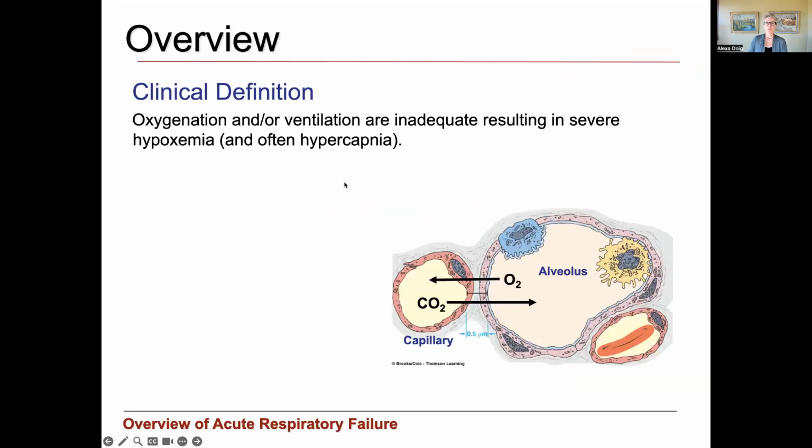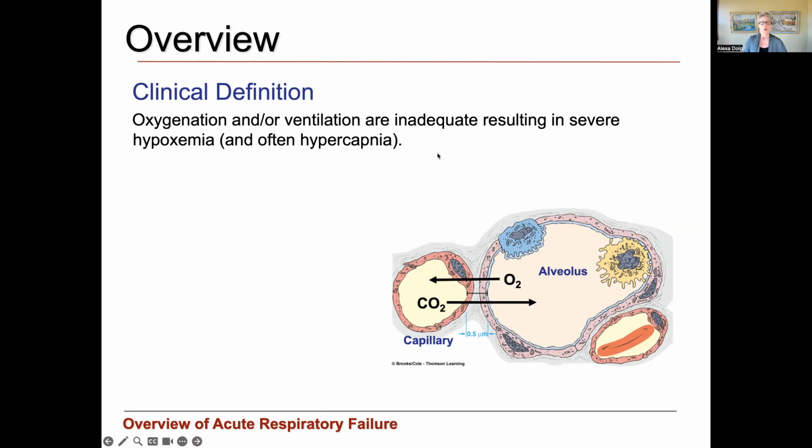So a quick overview. Acute respiratory failure means we have a patient whose oxygenation of the blood and often ventilation, so air moving in and out, is inadequate. It results in severe hypoxemia, so their oxygen saturations are very low, and they are starting to develop hypercapnia, elevated carbon dioxide levels in the blood.